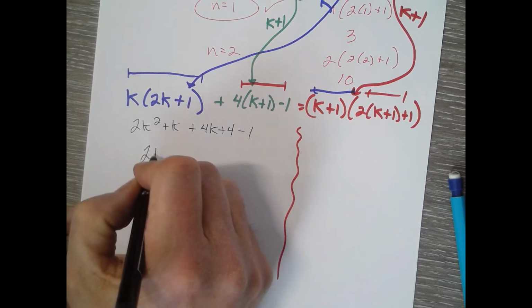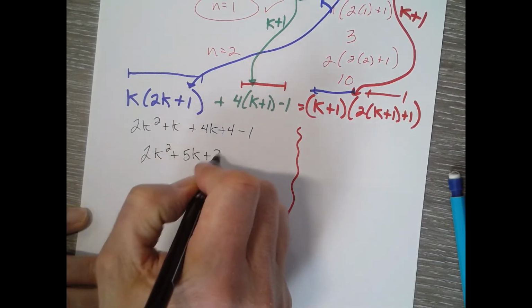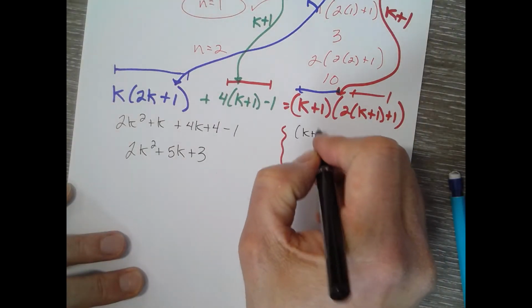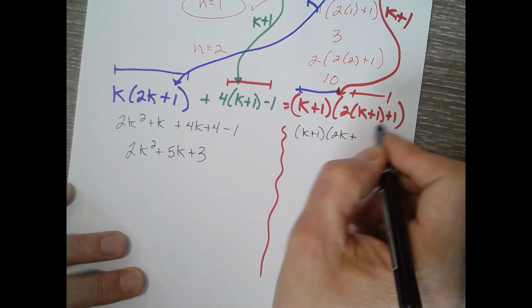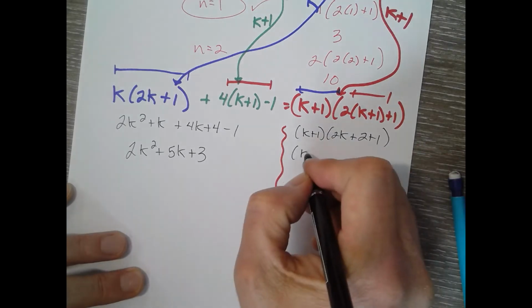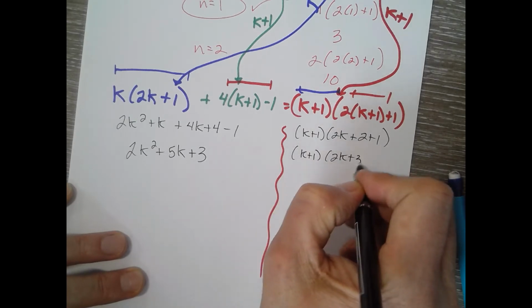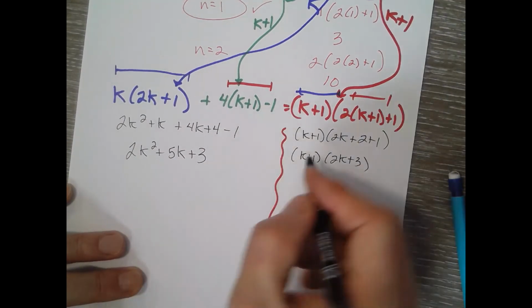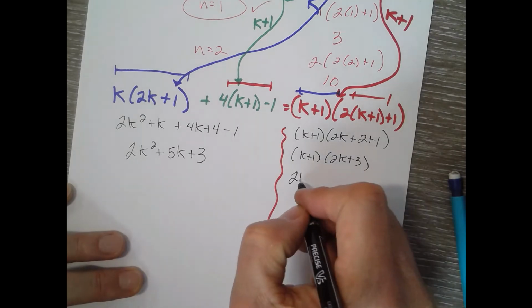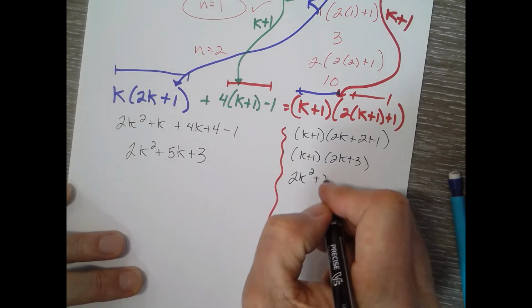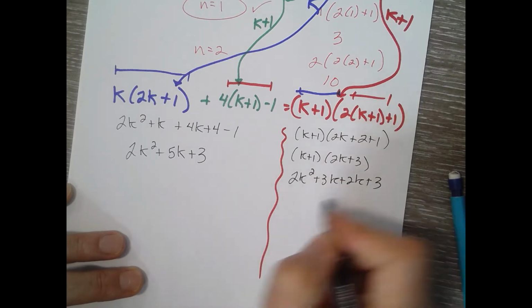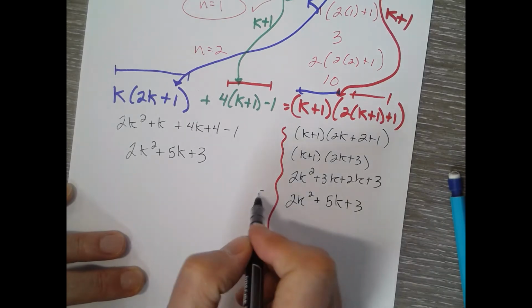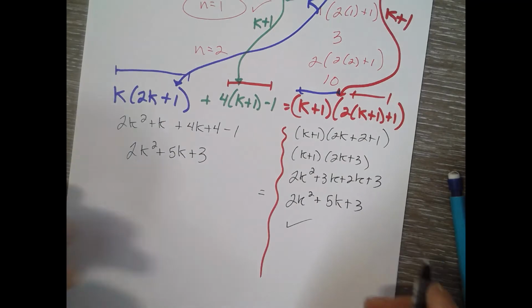So 2k squared plus 5k plus 3 on the left. On the right side I've got 2k plus 2 plus 1. So I have a k plus 1 times 2k plus 3. So now we could either factor the left side or I could just FOIL the right side. I think foiling is easier, so I get 2k squared plus 3k plus 2k plus 3, and then the last statement has to be identical. So this equals that, so we have proven using math induction.